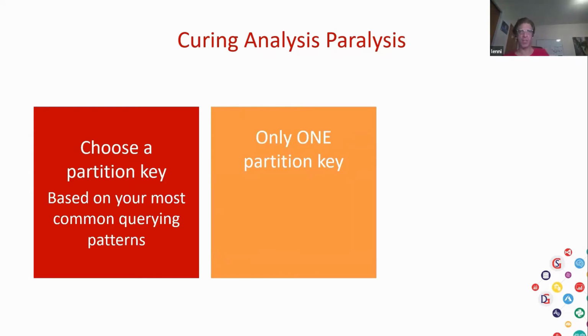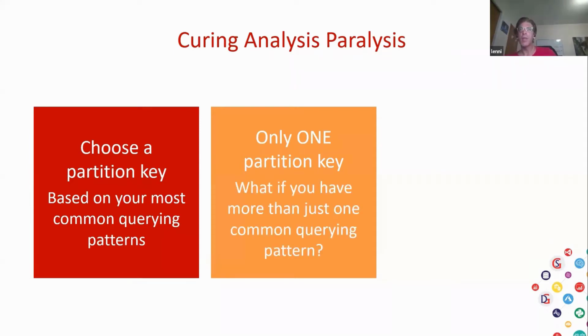This is kind of like a physical hard limit. Although there's a new feature coming out soon called subpartitioning, which is an interesting twist on this. But for all intents and purposes, and certainly today, you can only choose one partition key. But what if you have really more than one common querying pattern?